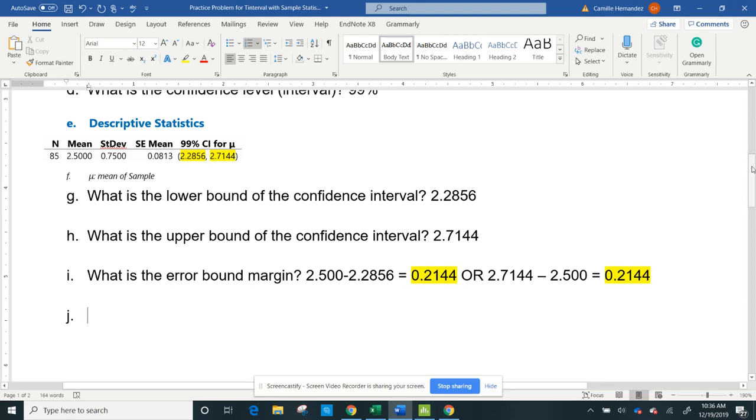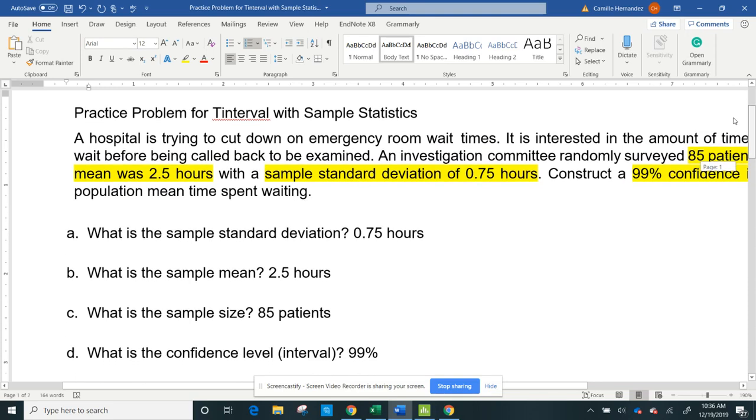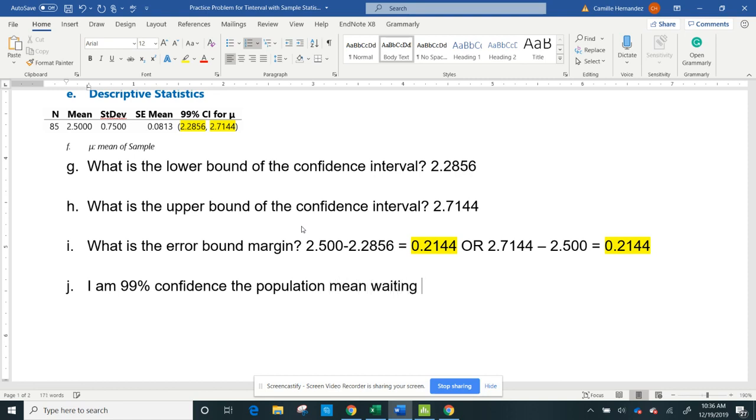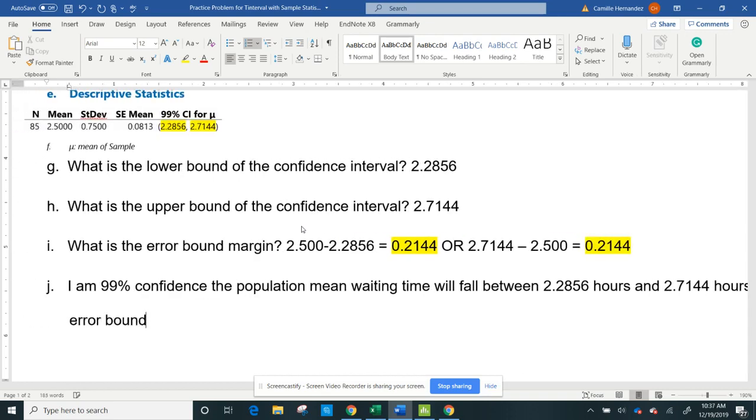So let's go back and close the loop on what we're doing. So they wanted to know, construct a 99% confidence interval for the population mean time spent waiting. So I am 99% confident the population mean waiting time will fall between 2.2856 hours and 2.7144 hours, with an error bound margin of 0.214 hours. Okay, so I just answered my question.